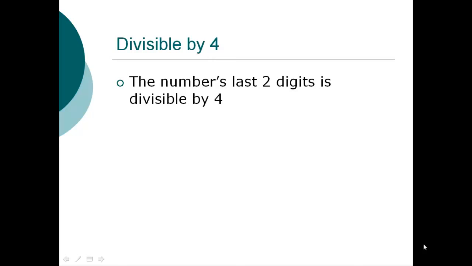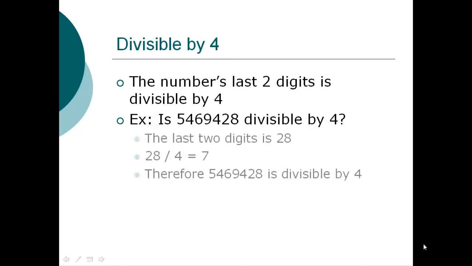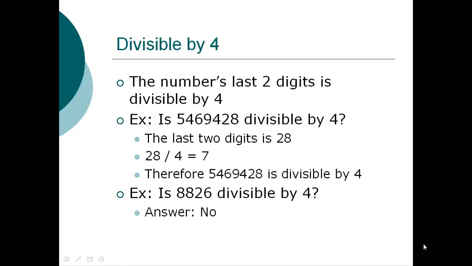How do we find if a number can be evenly divided by 4? So all we have to do is look at the last two digits of the number. If the last two digits are divisible by 4, then the number is divisible by 4. Now here's an example. So here's a pretty large number, but we do not have to look at any of the numbers except for the last two. Now the last two numbers are 28. And clearly 28 is divisible by 4 because 4 times 7 is 28. So this whole big number here, 5,469,428, is divisible by 4.